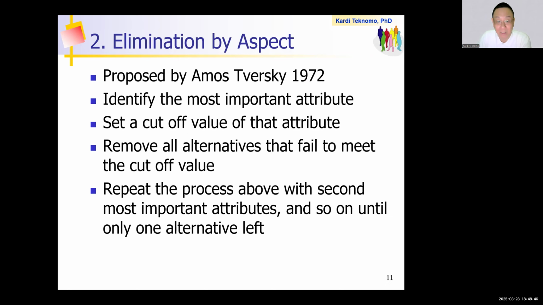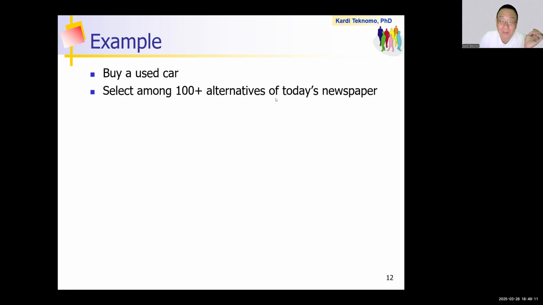Okay, so let me give you an example. Say you want to buy a used car. What you will do is find cars on the internet, or in newspapers and magazines, right? Say based on the information that you have, you get 100 alternatives. Wow, a lot. So then what you will do is use EBA, elimination by aspect.